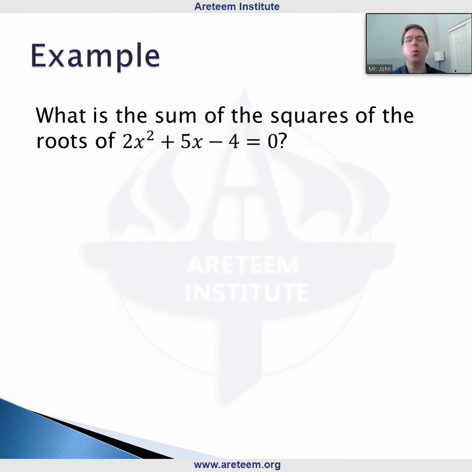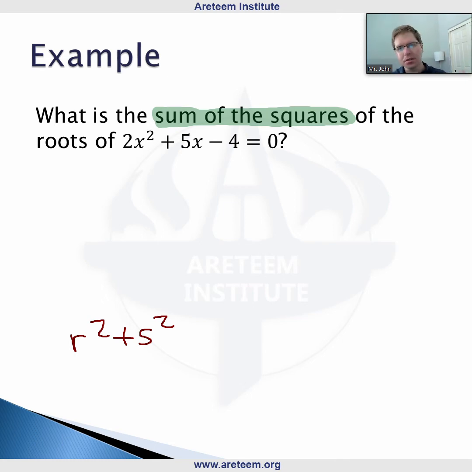So let's look at one of the common types of questions that comes up when we're talking about Vieta's formulas and quadratics. So we read the question here. They say, what is the sum of the squares of the roots of this equation? 2x squared plus 5x minus 4 equals 0. Now, sum of the squares, right? Let me write this on the bottom. Our goal is to find r squared plus s squared, where we have our two roots in this case.